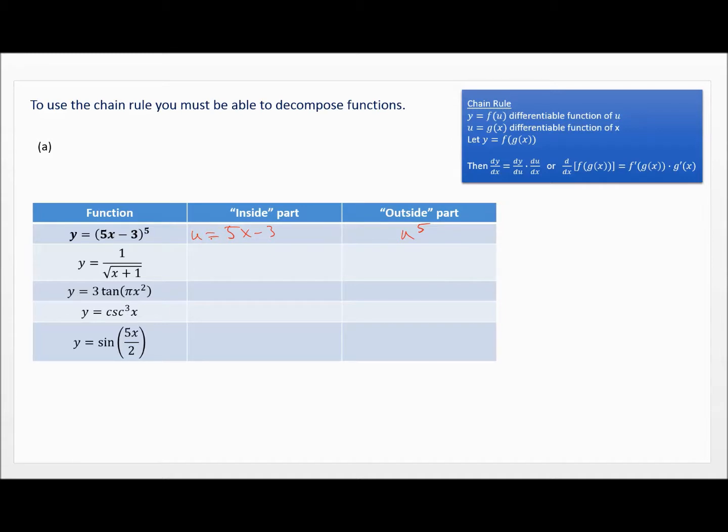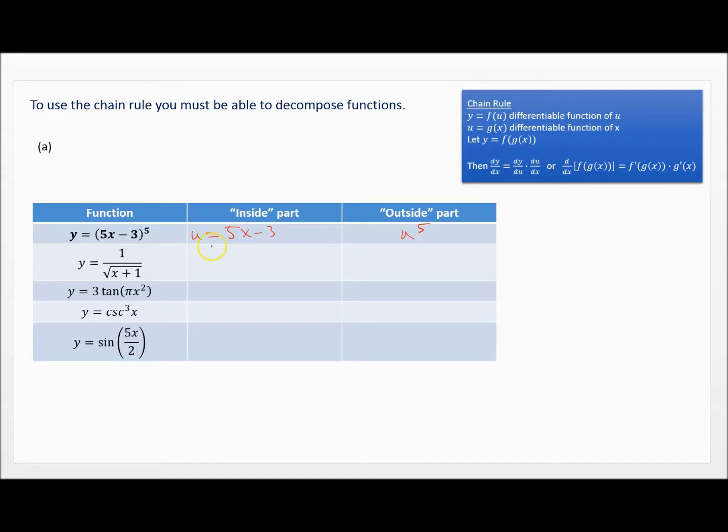Okay? Now, on the next function, we have an outside part and an inside part. Now, keep in mind, when you pick these, there are different ways to pick them. Like when I'm looking at this function, you think, well, is the inside part x plus 1, or is the inside part the square root of x plus 1? What I want you to think about is you've got to be able to take the derivative of each. So you need a rule to find the derivative of each.